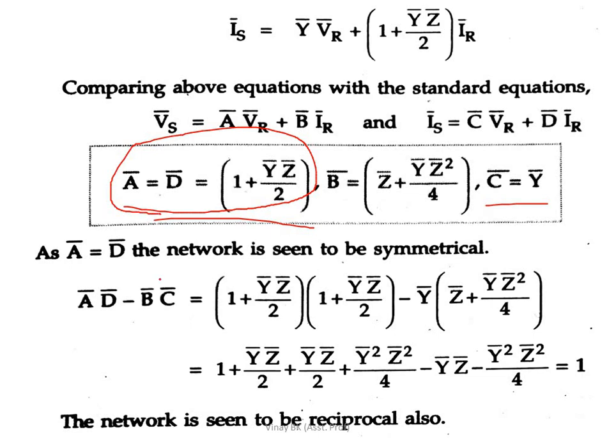If you want to check whether the network is reciprocal, substitute the values of A, D, B, C in the expression AD minus BC; we should get 1. If you are getting 1, then the network is reciprocal. By substituting the values and simplifying, we get AD minus BC as 1, so the network is seen to be reciprocal. So this is about the nominal T method.